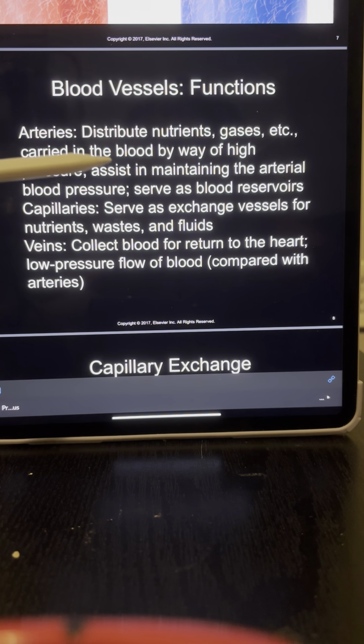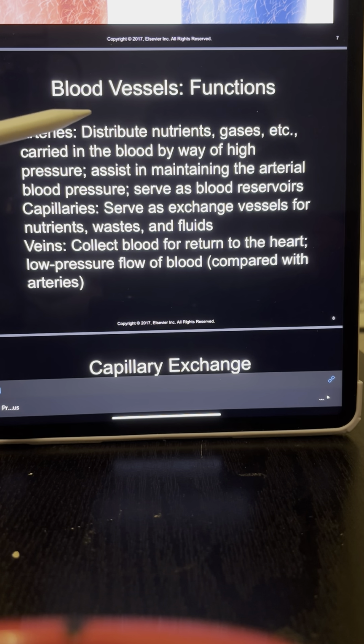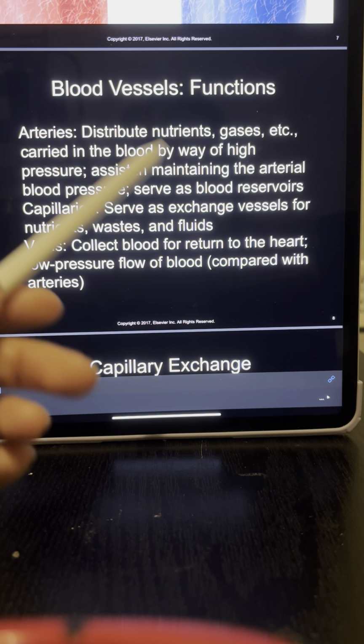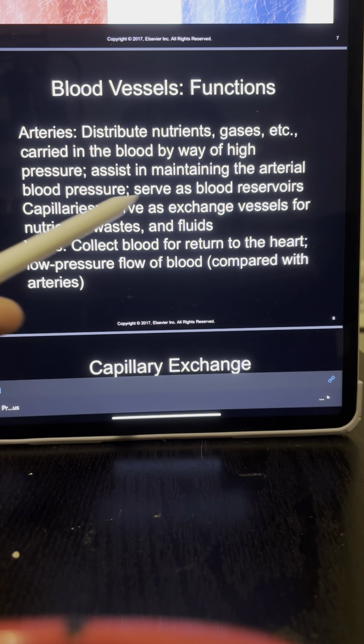My arteries are distributive arteries. They distribute nutrients, gases, and other things. They're carried in the blood by way of high pressure. They assist in maintaining the arterial blood pressure. They serve as blood reservoirs.